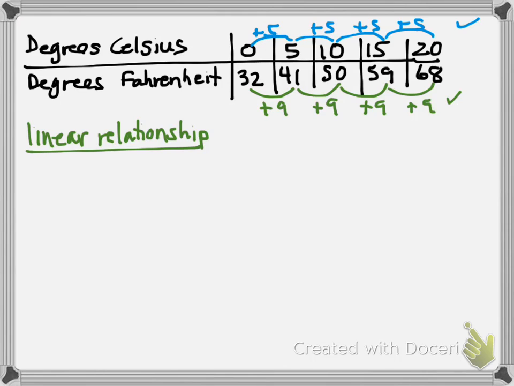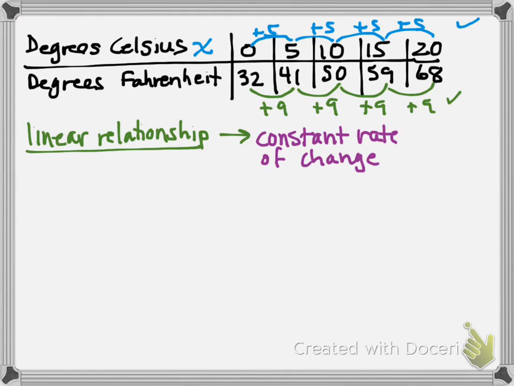If there's a linear relationship, then that means I can calculate the constant rate of change. And again, remember that degrees Celsius is your X and degrees Fahrenheit is your Y. And it's all dependent upon placement. So whatever's on top is your X and whatever's on the bottom is your Y. When I'm doing the constant rate of change, I'm just going to take the change in the Y over the change in the X.